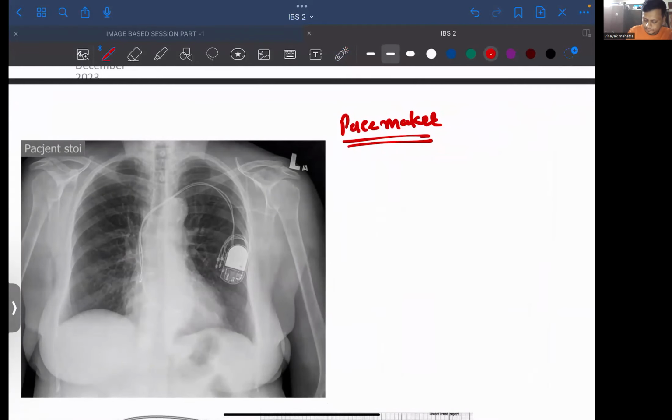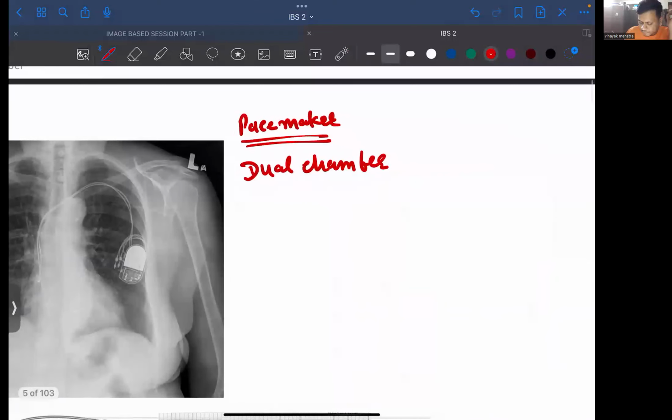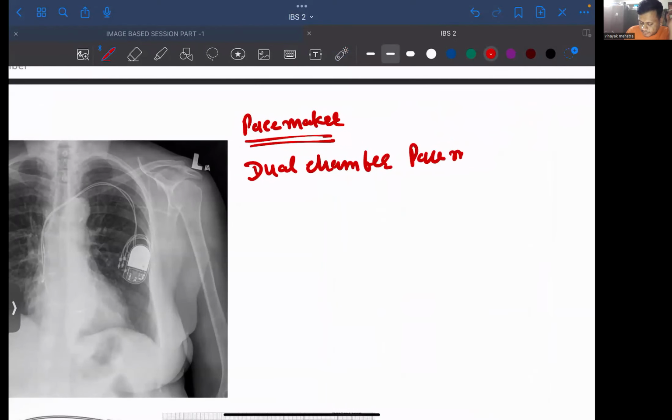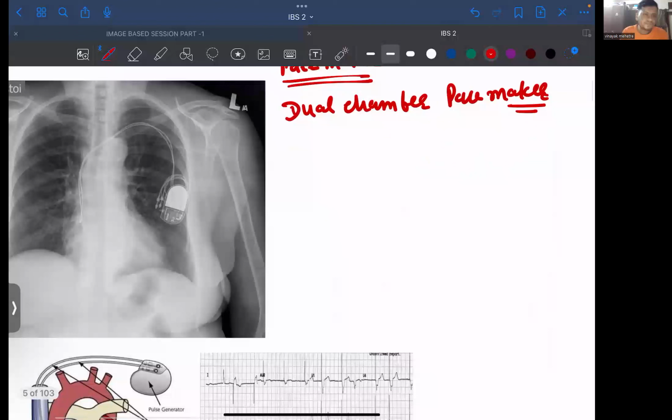This is a dual chamber pacemaker, right? Where is it seen? Again think anatomically. Here it was the right atria. What will be below the right atria? Of course it is going to be the right ventricle. So a dual chamber pacemaker, we will put in the right atria plus right ventricle.